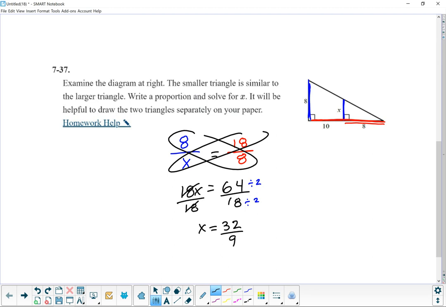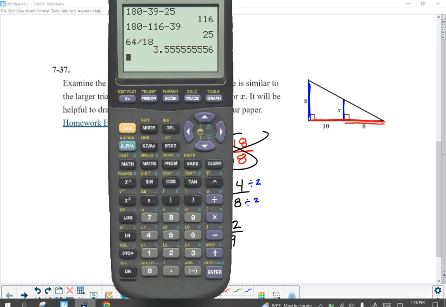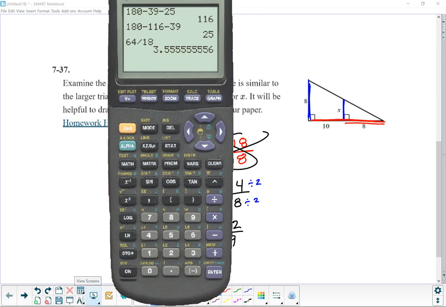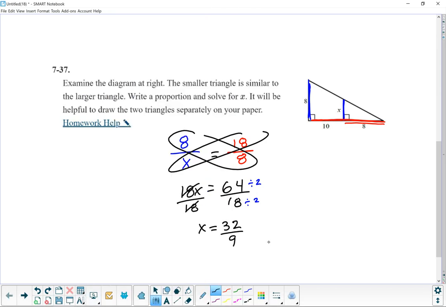Okay. So x is 32 ninths. Or you can say 3.5. Right? 3.55 or 3.6. Or you can say x is approximately equal to 3.6, if you want. Okay.